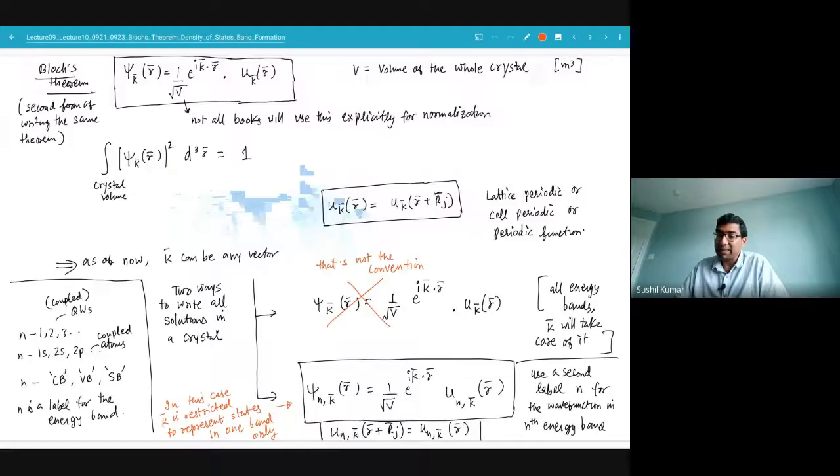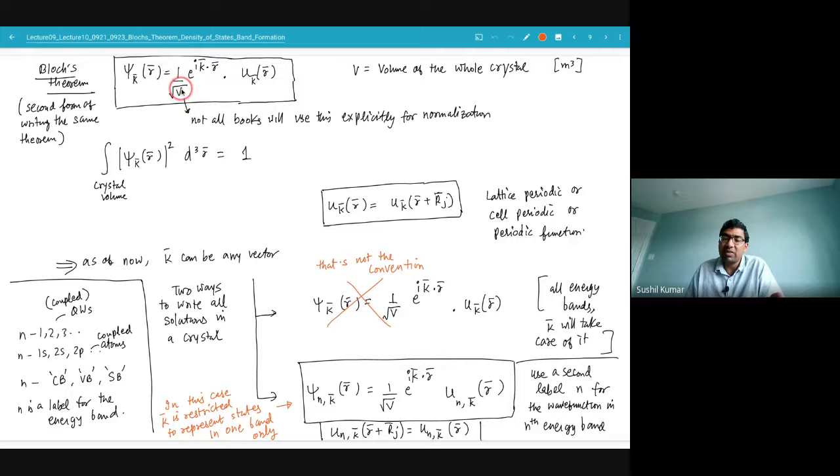So coming back to this, psi k must be e to the i k dot r times this u. Again, we use a subscript k of r. Sometimes some books use this or some books don't use it. It depends on how they define this normalized. Not all books will use this explicitly. I think even in these notes there is some confusion. The notes that Rana has written sometimes. So I will point this out.